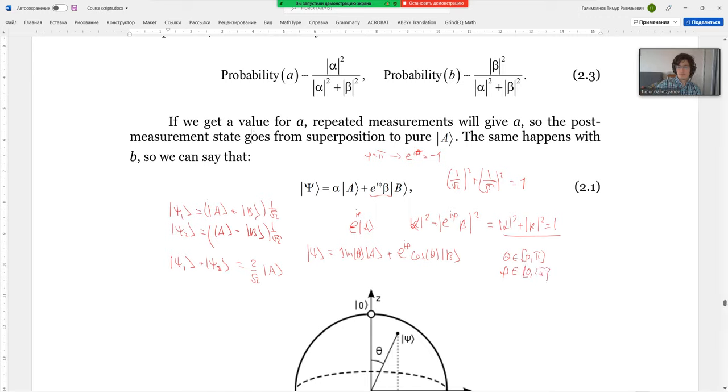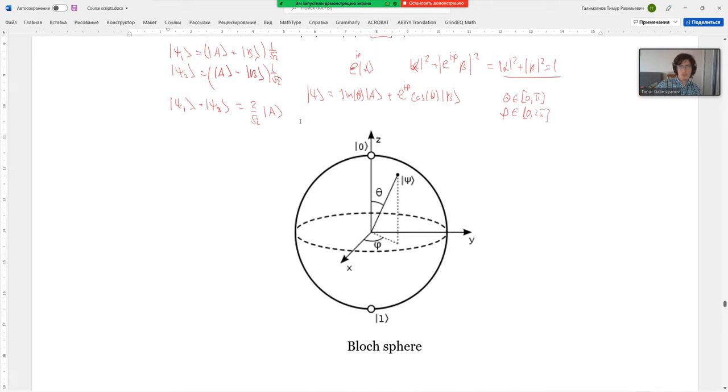So, you should see the picture, and you should recall that these angles are just angles in a spherical system, and so this state psi can be represented as a point on a sphere. It's a point on some sphere, and this sphere is called the Bloch sphere.